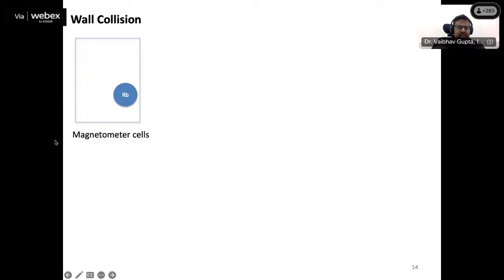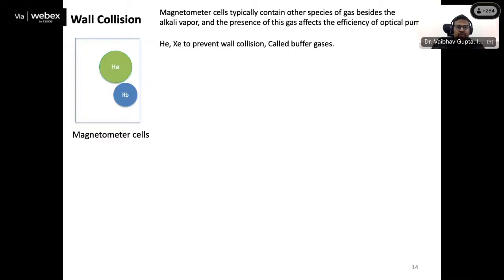So let's say this is our magnetometer cell, this box, and we have rubidium present inside, right? What rubidium can do is actually collide with these walls. So in order to prevent that, we insert some sort of buffer gases, for example helium, xenon, and all these gases try to stop the hitting of the wall. They will still hit the wall, but at least, let's say millions of atoms are there, somehow we would like to reduce it. So that is the solution: we insert the buffer gases.